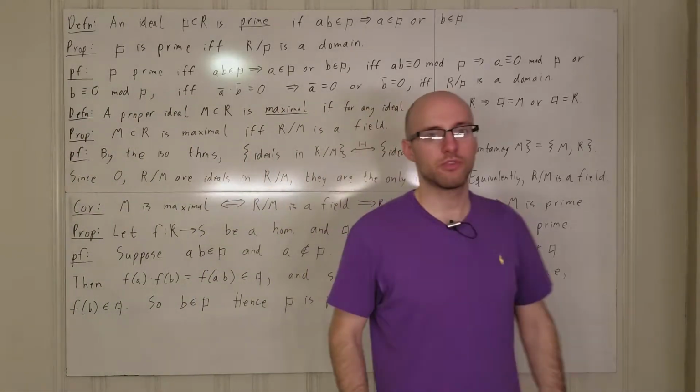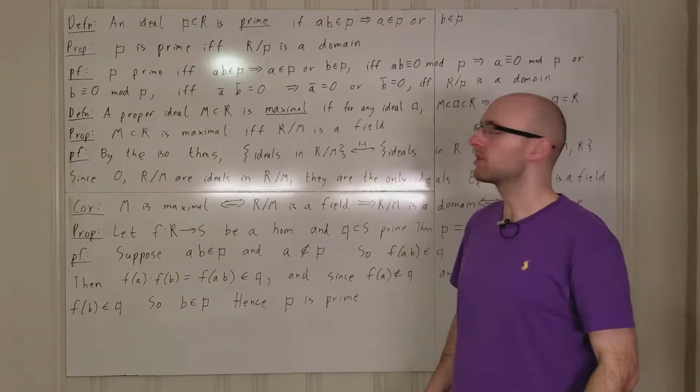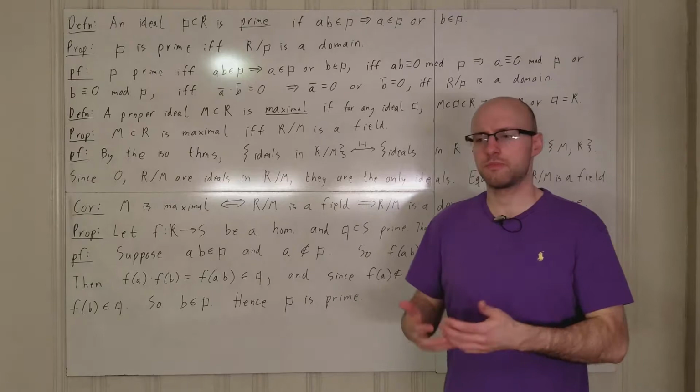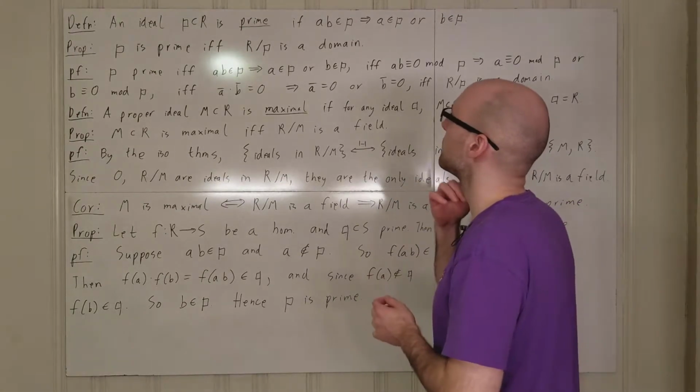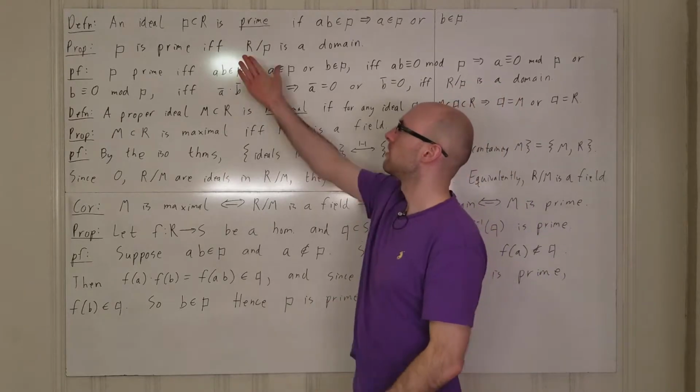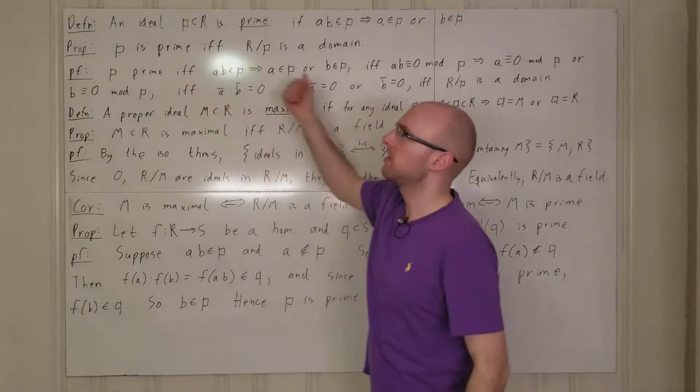Alright, let's talk about prime and maximal ideals. And this is where things sort of start to get interesting. We're starting to pick up the pace a little bit. Prime ideals and maximal ideals, I think they're kind of interesting. Anyways, so an ideal, and this is a fancy P, I guess.